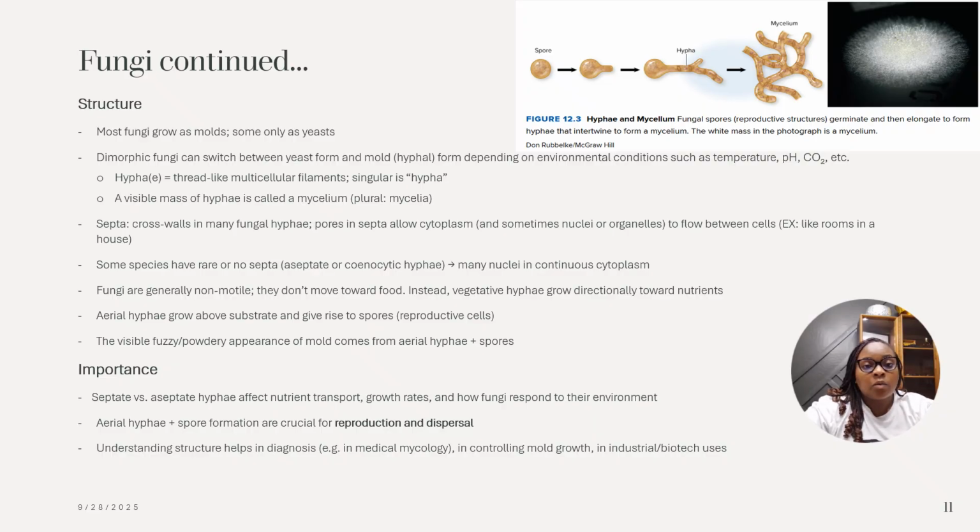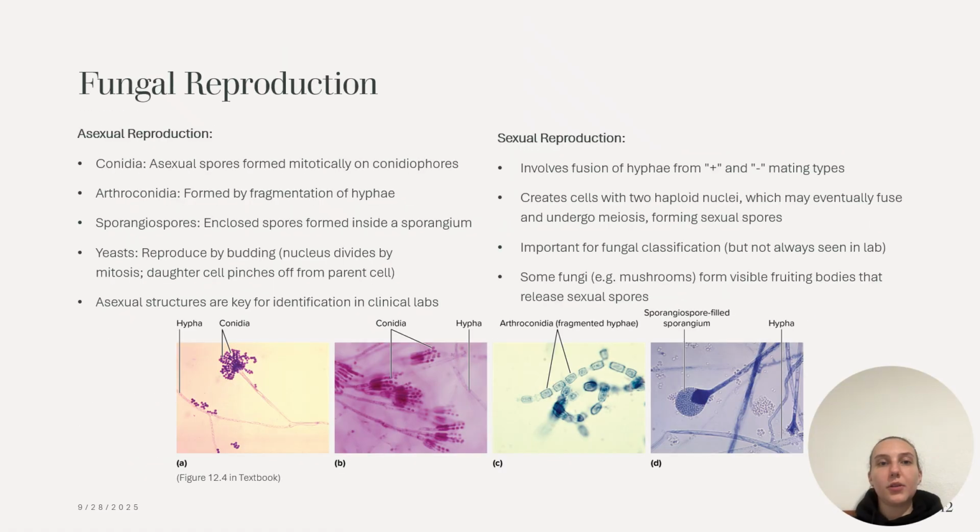Some hyphae grow upward as aerial hyphae, which produce spores. These spores are what help fungi reproduce and spread. The fuzzy or powdery look on moldy food is actually the aerial hyphae, and it's covered in spores. So fungi reproduce both asexually and sexually.